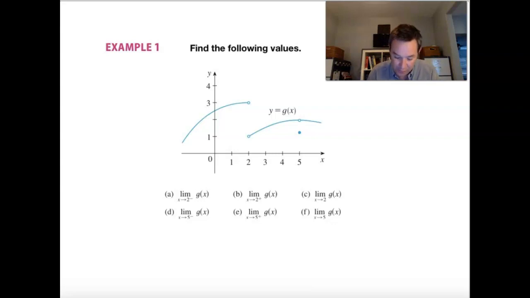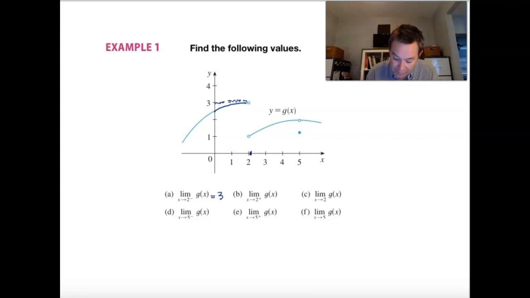So let's start with A here. They're asking us for the limit of g of x as x approaches 2 from the left. So I'm just going to trace along this. So this is our function g of x. Looks like a piecewise function. It's drawn in a couple pieces. So here's 2. So as I approach 2 from the left, what do my y values look to be approaching? Well, I would estimate that to be 3. So we're going to say the limit of g of x as x approaches 2 from the left is 3.